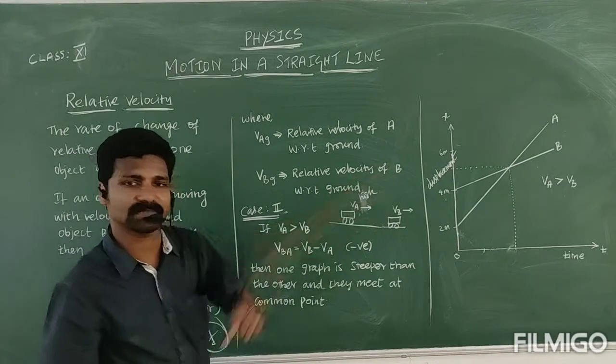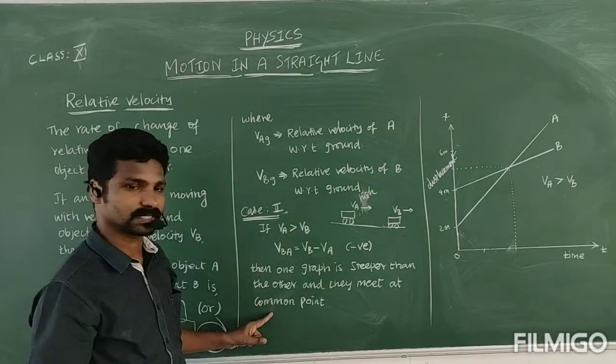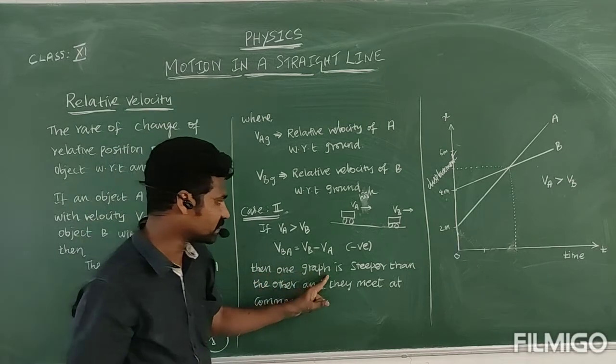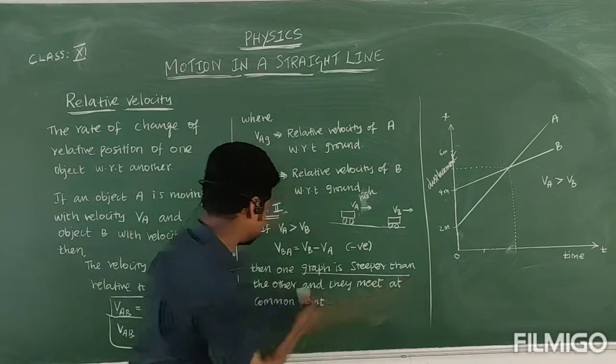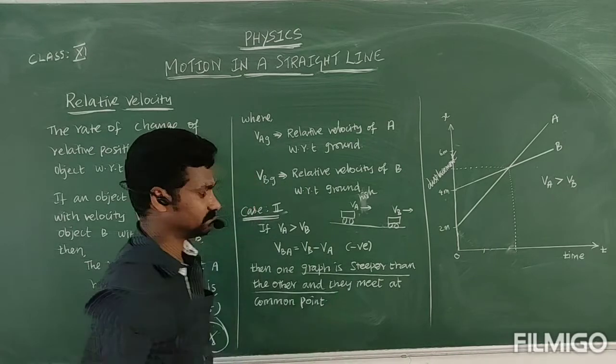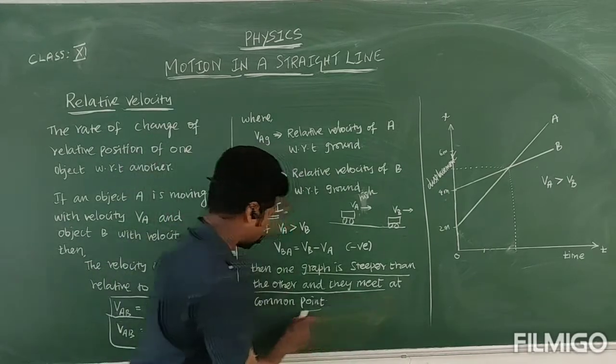So what do we learn from this graph? One graph is steeper than the other, and then they meet at a common point.